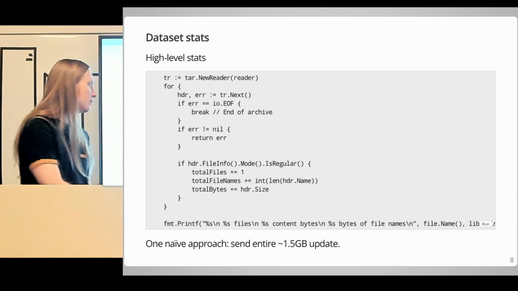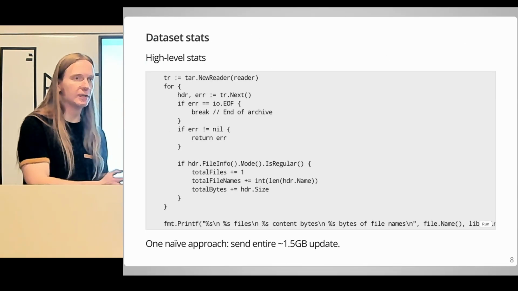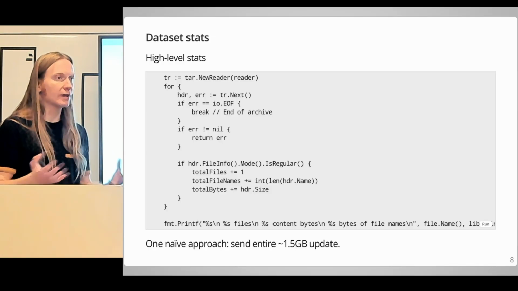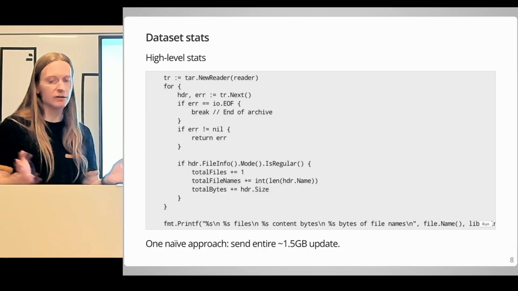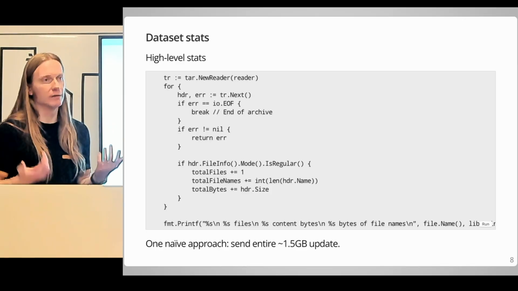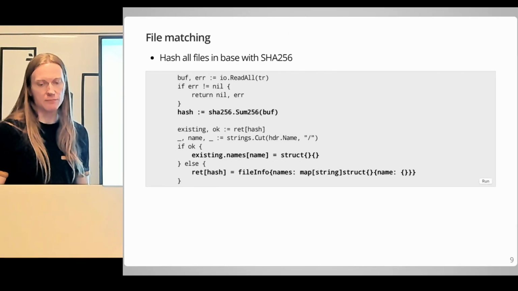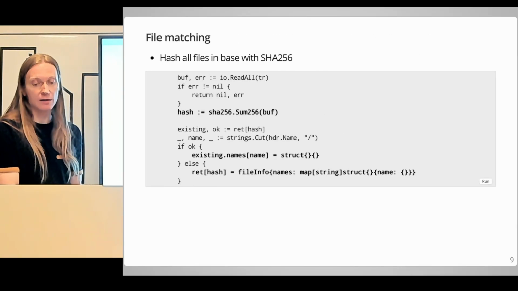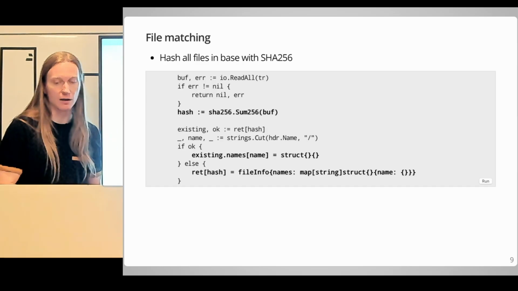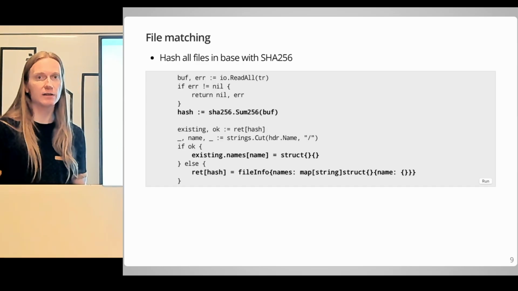So the naive approach is we have 1.3 gigs of Linux kernel source code, and we want to also store this updated version. We could just copy over the whole 1.5 gigabytes and not do any deduplication, and that's what we could do. But we can do something a little bit more intelligent. So the first thing is doing file matching. Does everyone know what SHA-256 is?